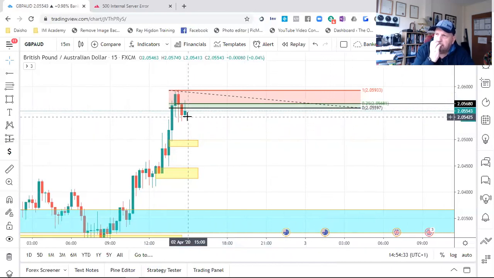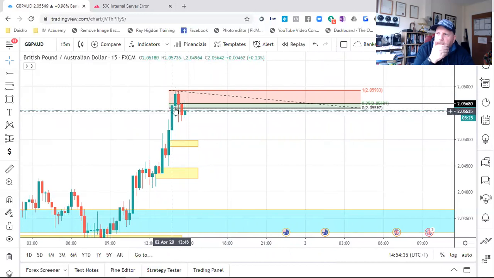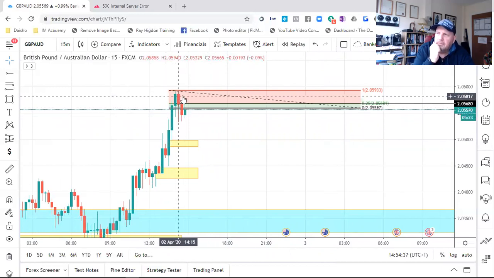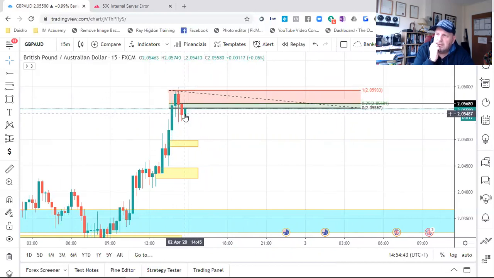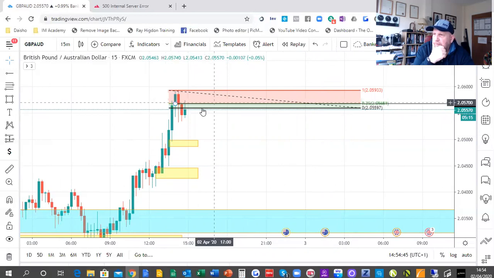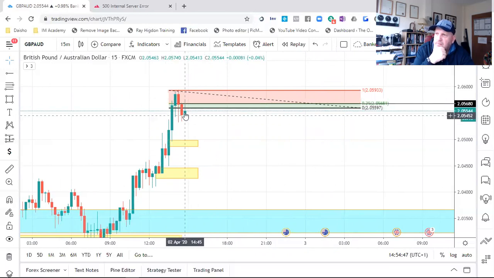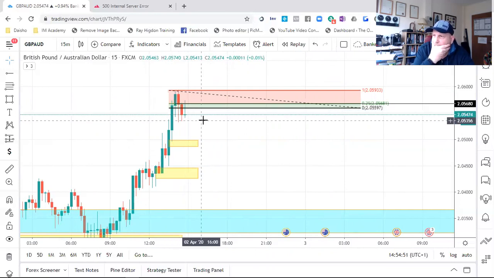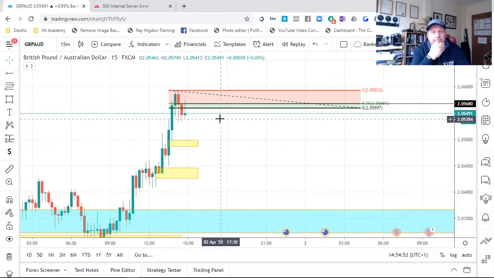You can see their price. Now we're on a 15-minute, right? So what we've got here is 2 candles to the left, 2 candles to the right. We've got 5 minutes for this candle to finish, and then what we want to see is we'll see a retest.